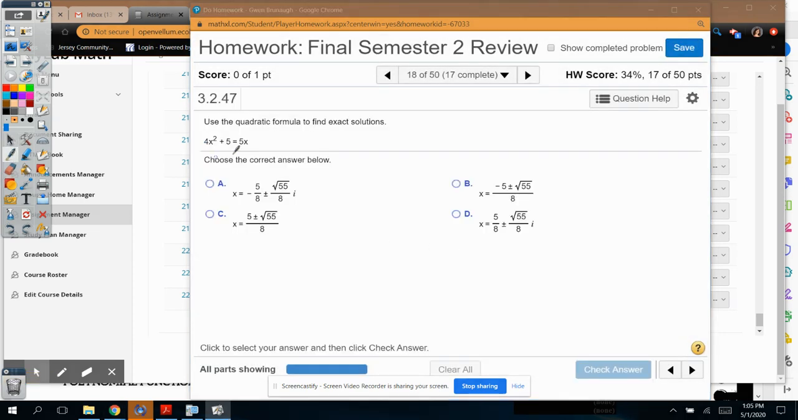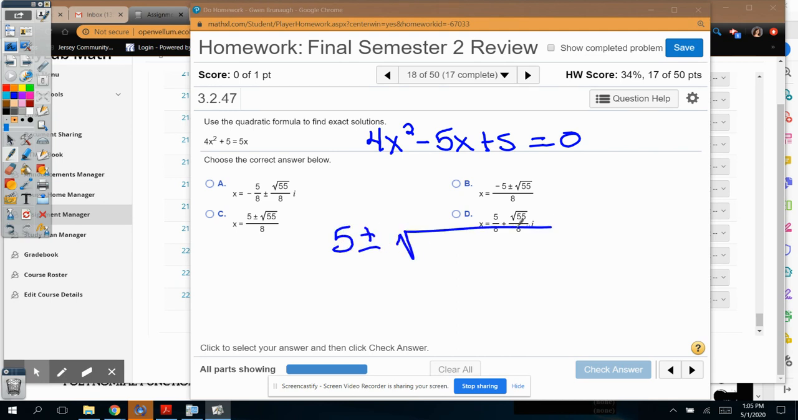Okay, on this guy, it says use the quadratic formula to solve. Go ahead and get 0 on one side first. So you'll have to subtract the 5x to get 0. And then you do the quadratic formula. X equals negative b, that's 5, plus or minus square root. Do b squared in your head, that's 25. Write down the minus 4, but then do a and c in your head, all over 2a, which is 8.